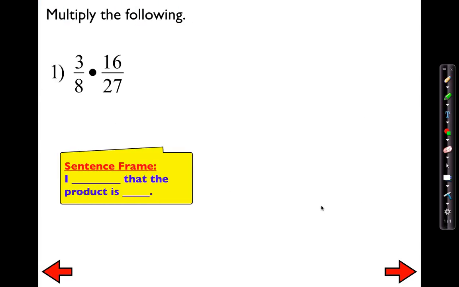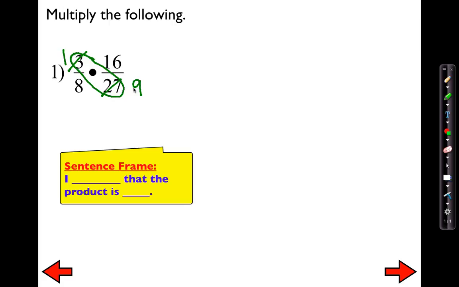So now let's go ahead and practice. So for number 1, what I want to do first is look at the numbers across from each other. So let me go ahead and circle it so you can see which numbers I'm looking at. 3 and 27, do they have anything in common? The answer is yes, they both have a 3 in common that I can reduce by. So 3 divided by 3 becomes a 1. 27 divided by 3 becomes a 9.